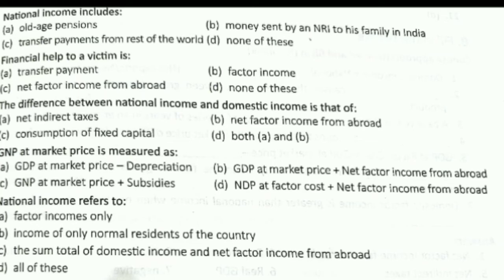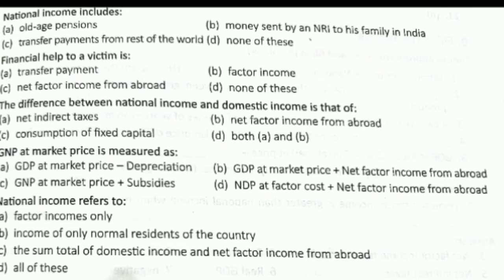Then next one, transfer payment from the rest of the world. Transfer payment means transfer income, so transfer income from the rest of the world is also a transfer income, so that will not be included in the calculation of national income. So these three options are not included, so the right answer is option D, none of these.